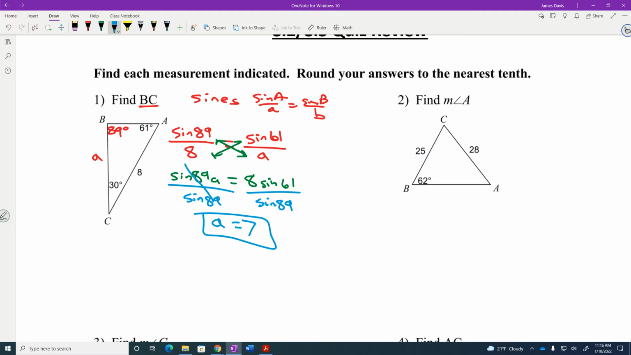Okay, let's try to find the measure of angle A in the next one. So the first thing we want to think, are we given a pair? Are we given two angles? If you do those, true, those would be law of sines. Yep, we got a pair here. We got big B and little b. So we can do sines.